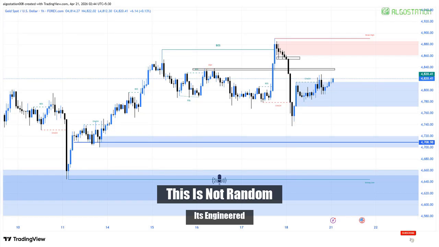Move in Gold was designed to make you feel right. What you're seeing is not just price action, it's liquidity being hunted, traders being trapped, and institutions positioning for the next move.